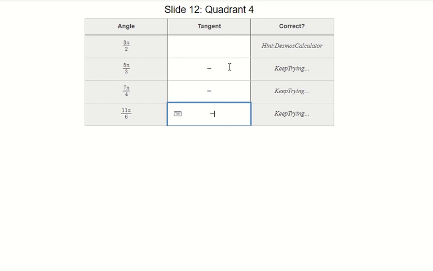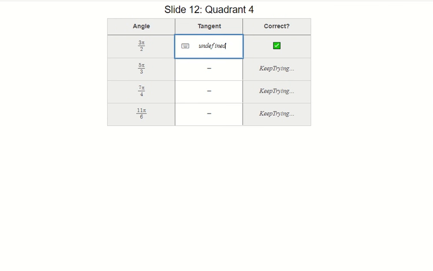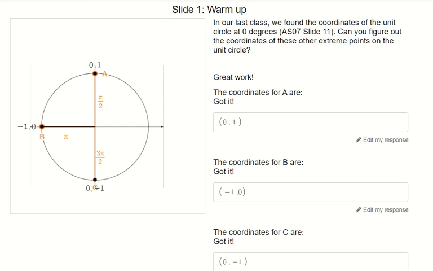They're all going to be negative because they have a positive x value and a negative y value, except for this one, 3 pi over 2, which would be -1 divided by 0, which is undefined again. And we got that, remember, because on this one, -1 is our y and 0 is our x, so -1 divided by 0.